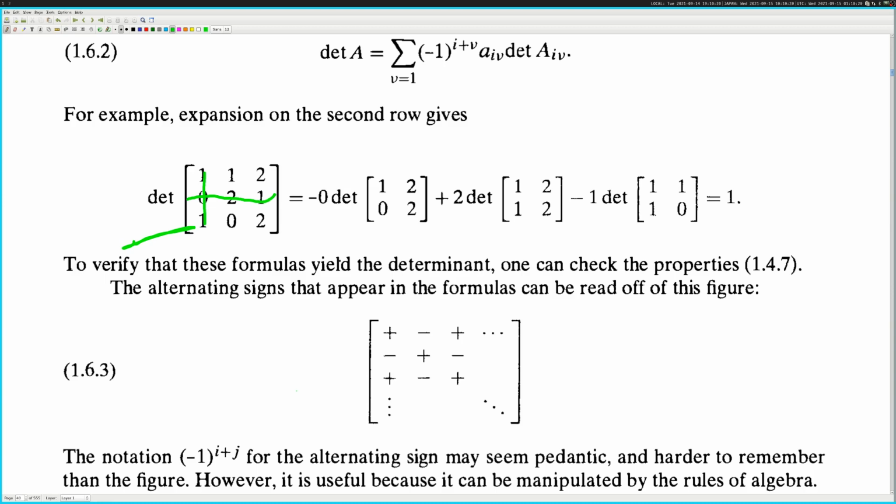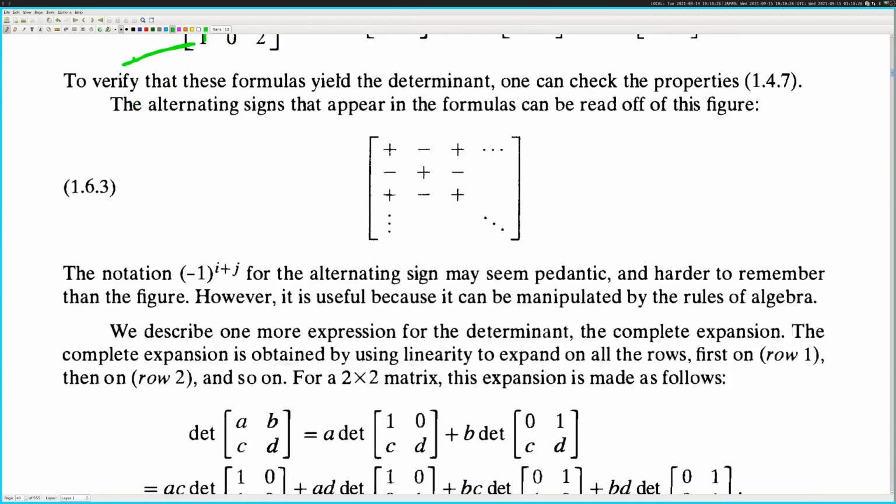The alternating signs that appear in the formulas can be read off of this figure. The notation (-1)^(i+j) may seem pedantic and harder to remember. It's more useful because it can be manipulated by the rules of algebra.